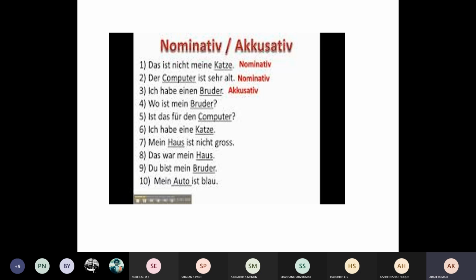Because there is a sein verb here before this Bruder. Next one: somebody would like to read the sentence, because that's also important that you read. Would you like to read?